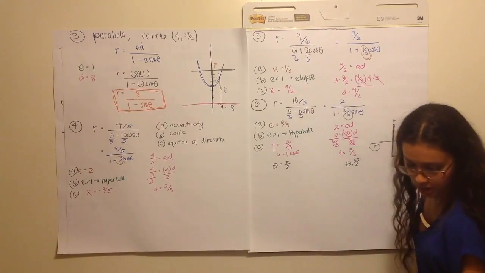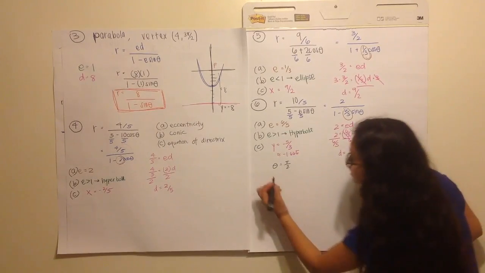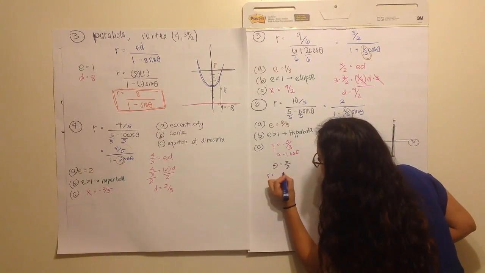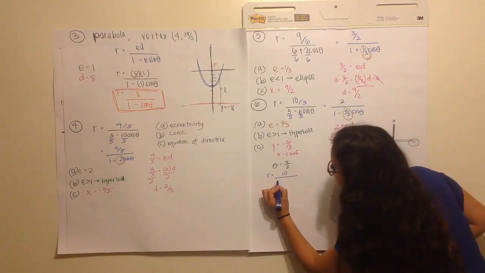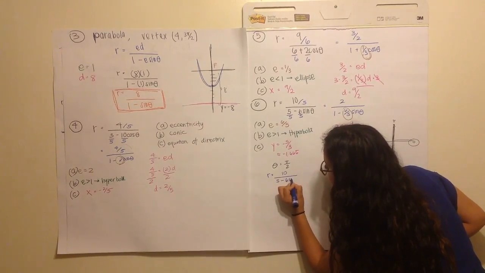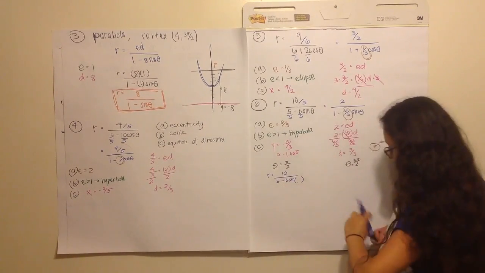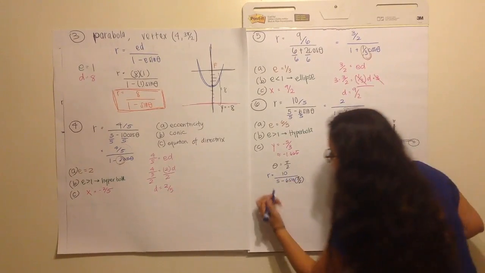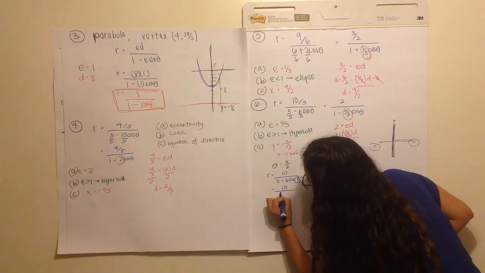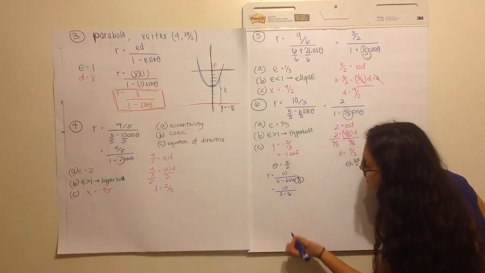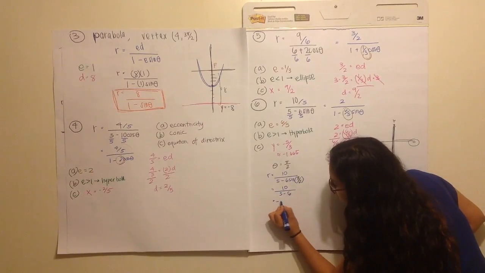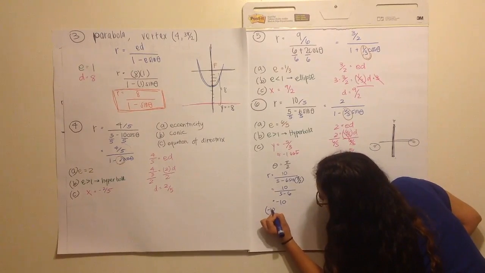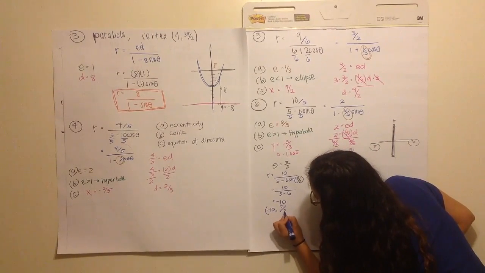So we get r equals 10 over 5 minus 6 sine of pi over 2. And so we get 10 over 5 minus 6, and sine of pi over 2 equals 1. And so we end up getting negative 10. So our vertex for this is negative 10, pi over 2.